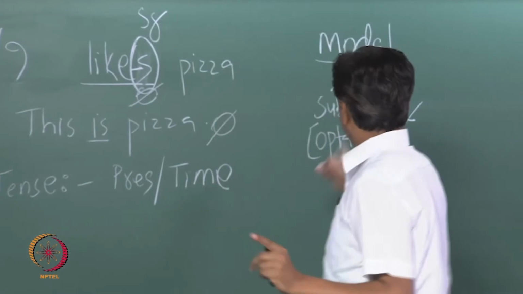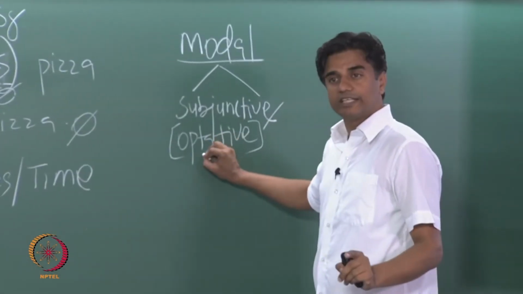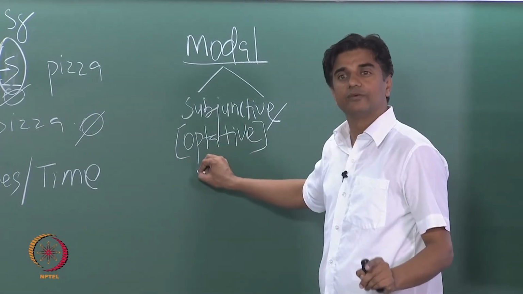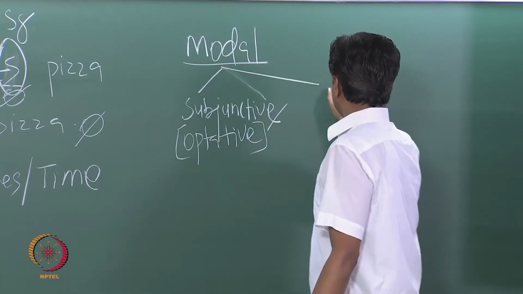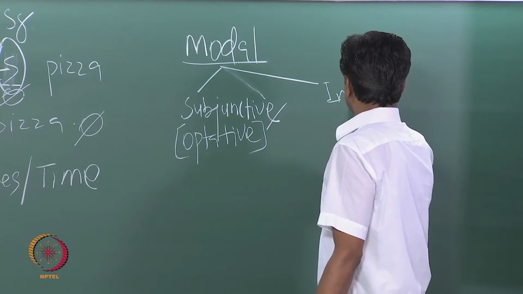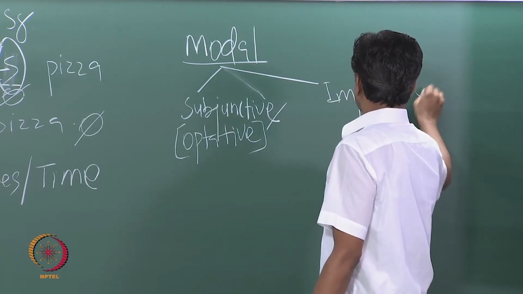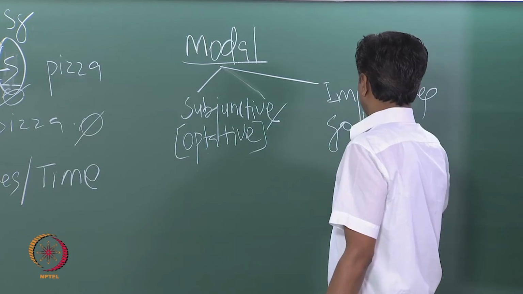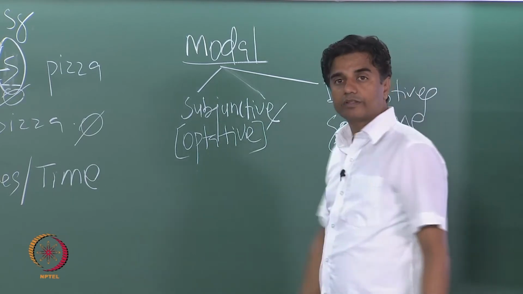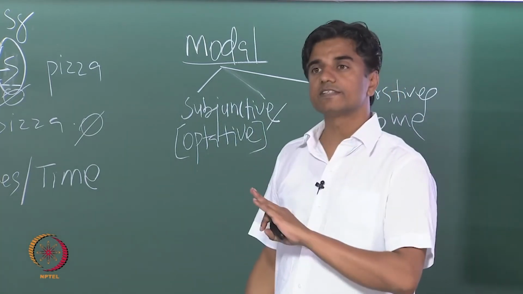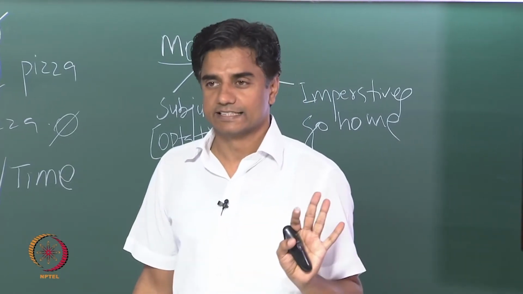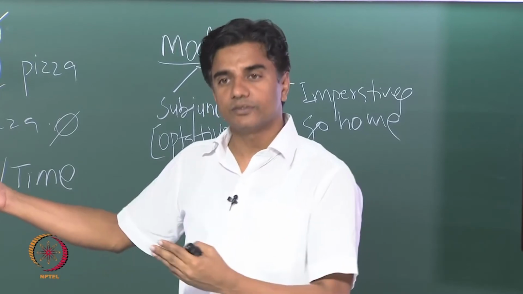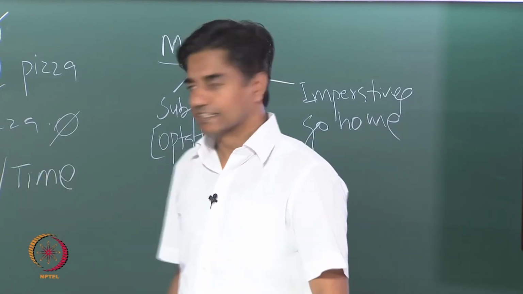Now, hold on. So this is one which will be tenseless: may you live long. The other is imperatives. Things like go home. These are the kinds of sentences in natural languages which are called tenseless sentences. Others are going to be sentences with tense. So this has present tense.